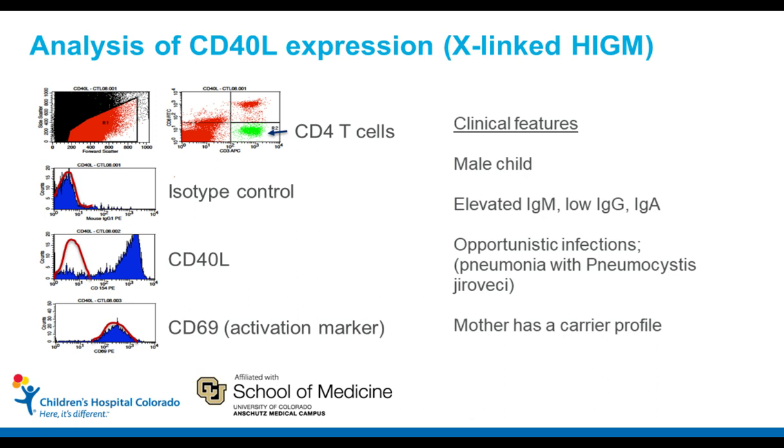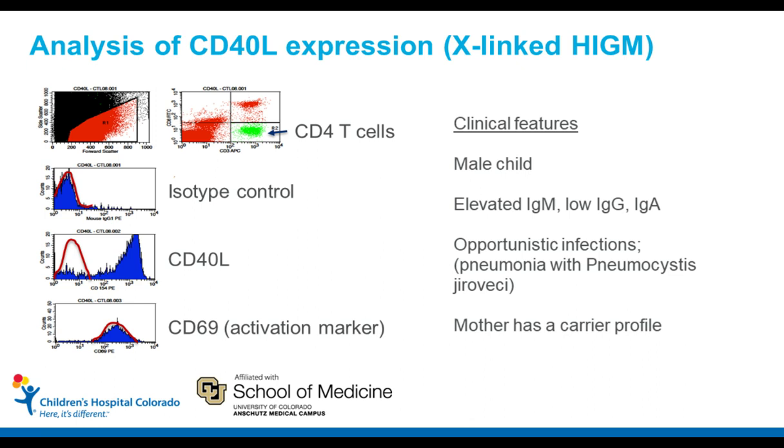As shown here in red is a schematic of a male child with elevated IgM, low IgG, low IgA, and opportunistic infections. As we see here, there is no CD40 ligand expression, shown by this red histogram, in the presence of good activation and CD69 expression.